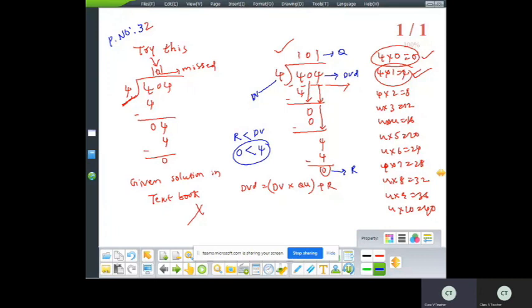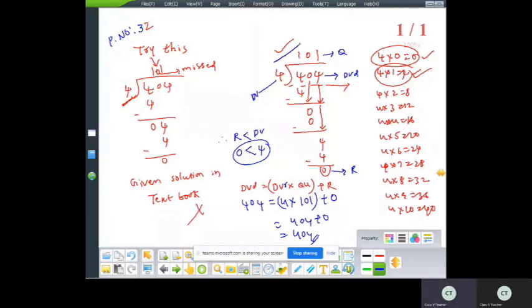Now dividend is equal to divisor into quotient plus remainder. 404 equals divisor 4 and quotient 101 plus remainder, which is 0. Therefore 4 ones are 4, 4 into 0 is 0, 4 ones are 4, plus 0. 404 plus 0, again 404. Yes, we got the same dividend. And one more condition: the remainder is less than divisor. This condition exists, so our solution is correct.